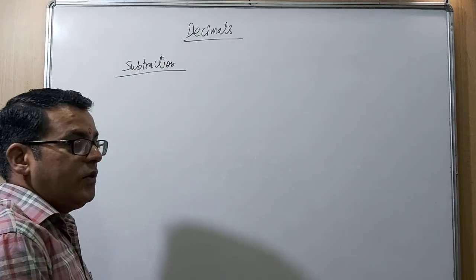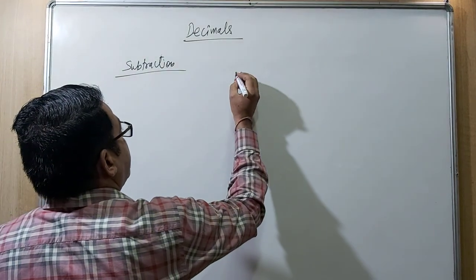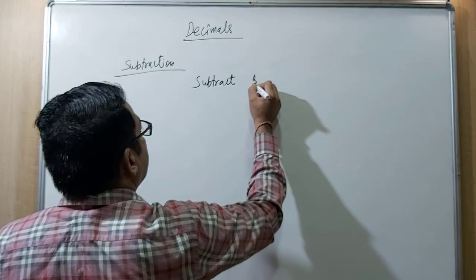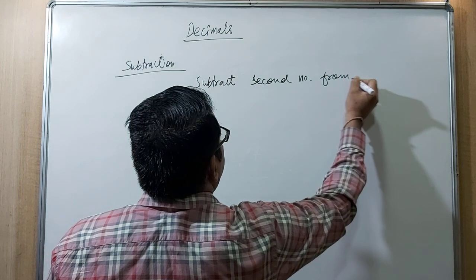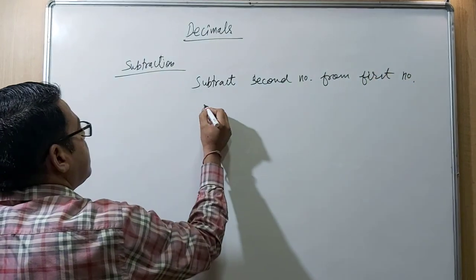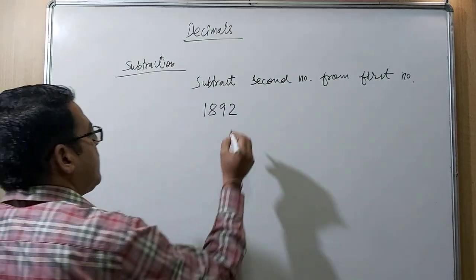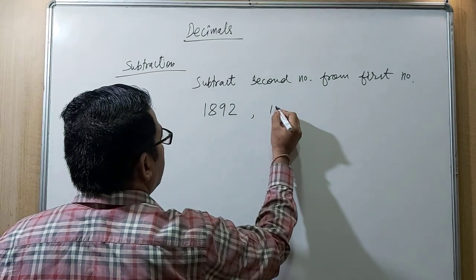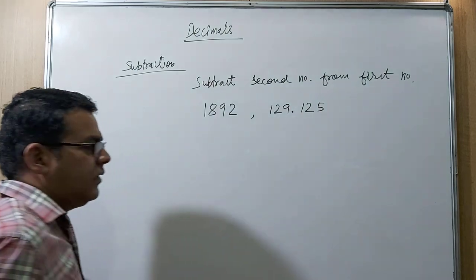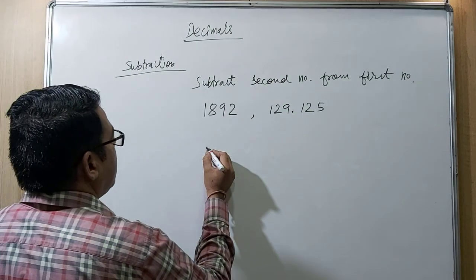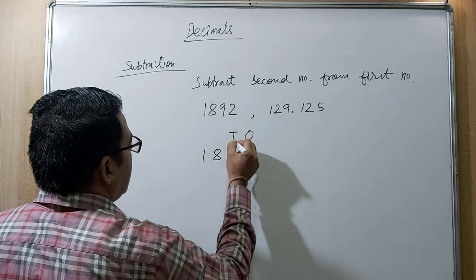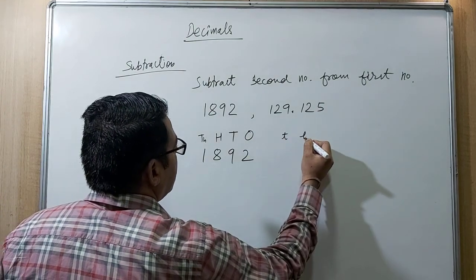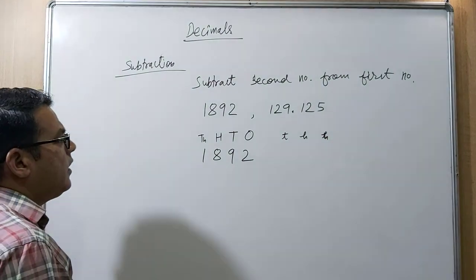One more example to make you understand. One more example I am taking here. Now, subtract 2nd number from first number. So first number is, I'm writing here 1892, and we need to subtract this one. How do we get it? So write first number according to place value chart. 1892. This is ones, this is tens, this is hundred, and this is thousands. And here we can write tenth, hundredth, thousandth. Right?